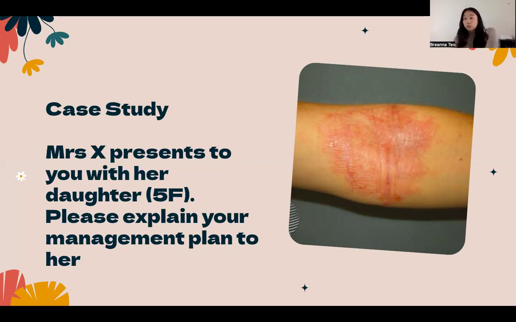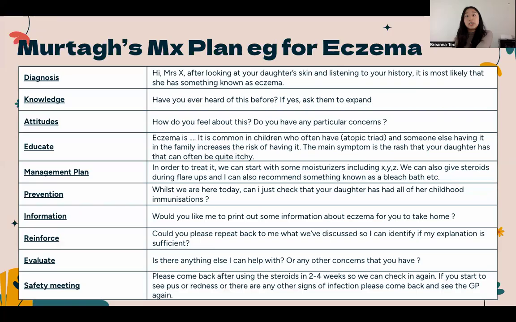You can see that it's on a flexural surface. It's not really well demarcated. It's erythematous. It looks like it's got some scratch marks on it. It looks a bit like eczema, hopefully, is what we got.